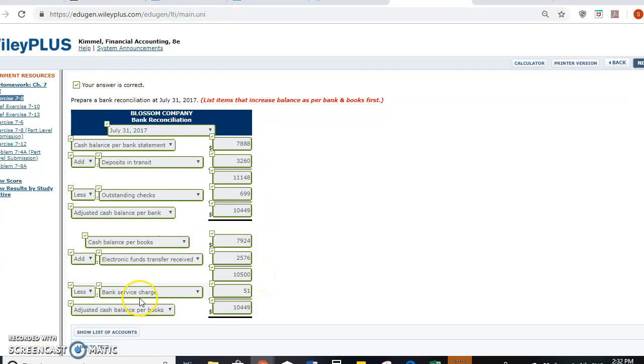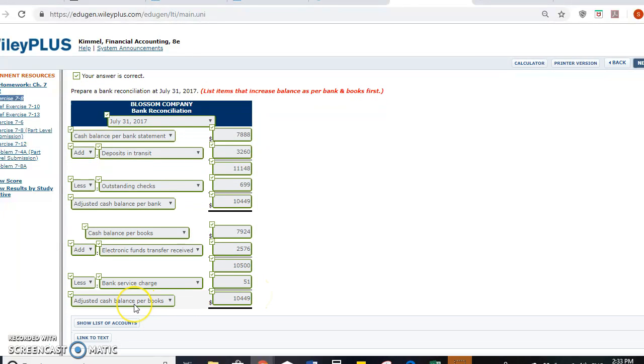And then the bank charged us a service fee. So we're going to subtract that service fee, which is $51. So our adjusted cash balance per books is $10,449. So you can see right here that both of those adjusted balances are equivalent.